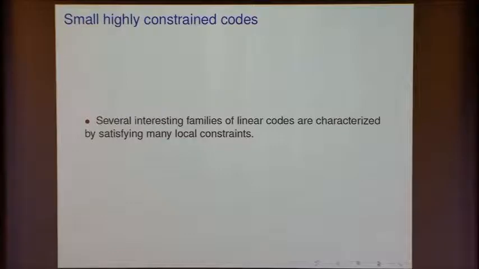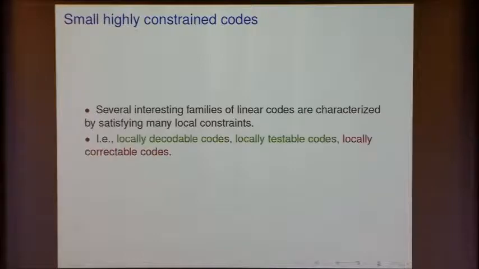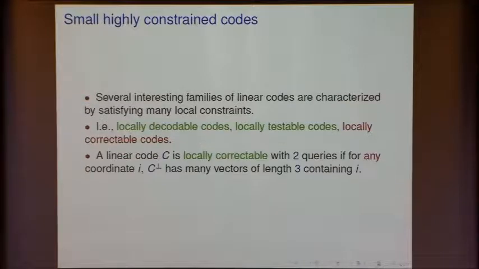Now we are looking for examples of locally constrained codes, and in computer science we have many such families: locally decodable codes, locally testable codes, locally correctable codes. We'll talk about locally correctable codes. I already heard a talk by Shubhangi yesterday about the notion of locally correctable codes. A linear code is locally correctable with 2 queries if for any coordinate it has many vectors of length 3 containing this coordinate.